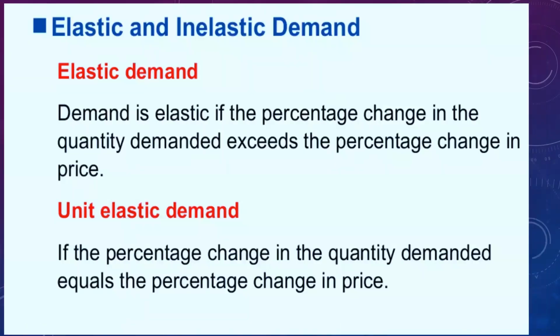Now let us see in detail about the degrees of elasticity. First is the elastic demand. The demand is elastic if the percent change in quantity demanded exceeds the percentage change in price. Then it is called elastic demand or relatively elastic. Then unit elastic. If the percent change in quantity demanded equals the percent change in price, then it is called unit elastic. The change in price is equal to the change in quantity. It is unitary elastic demand.